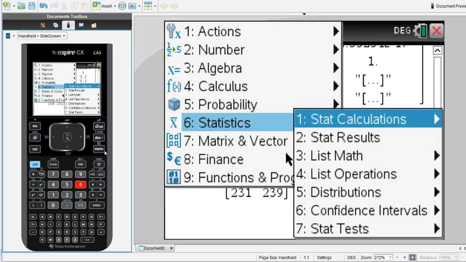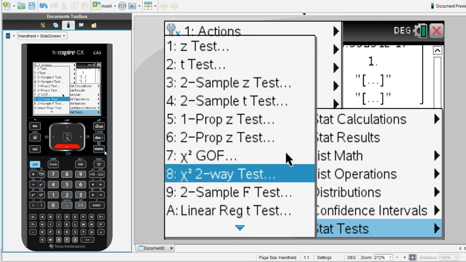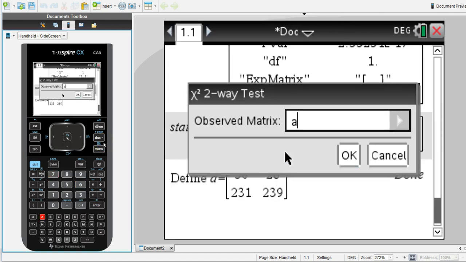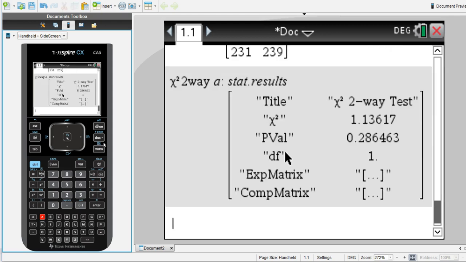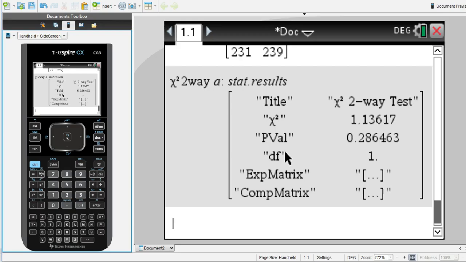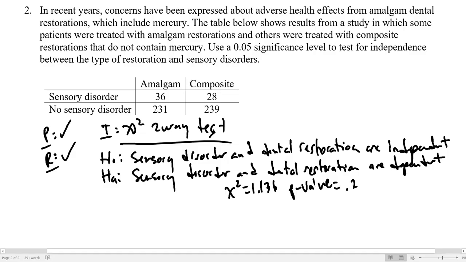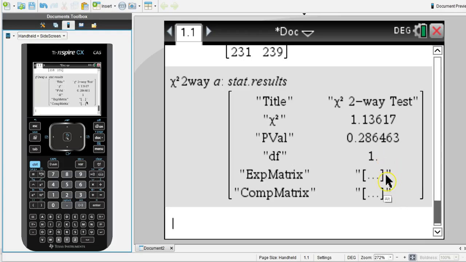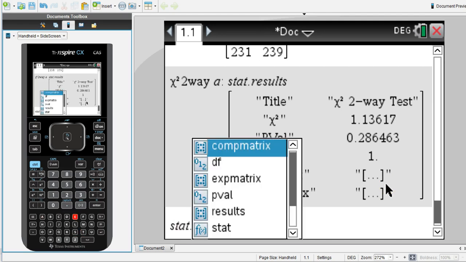Now we can run the test. Menu, statistics. We are doing a test, chi-squared 2A. We observed it and put it in A. Write down the chi-squared, 1.136. P-value, 0.286. Degrees of freedom should be 1. And let's write down our expected matrix. Stat.expected.